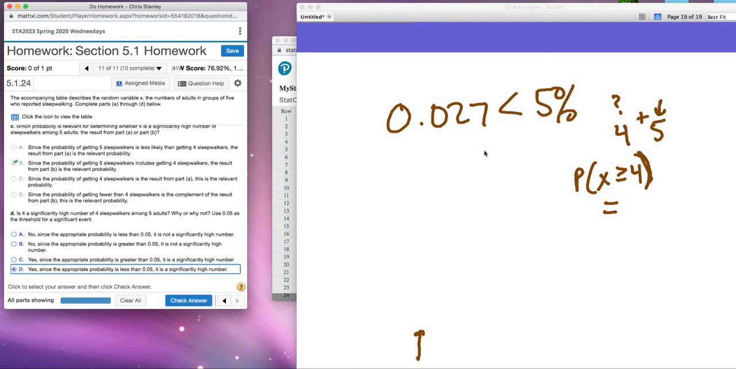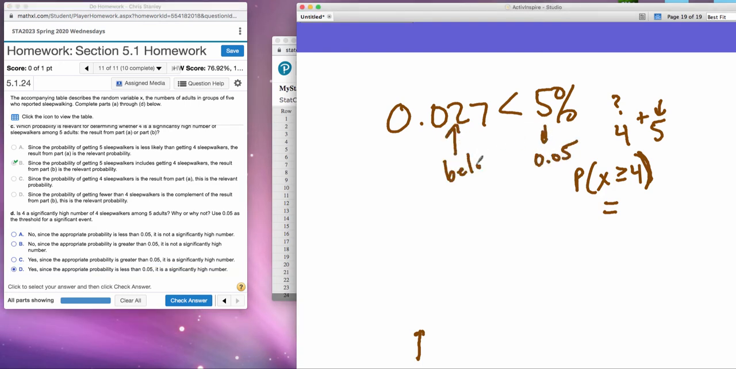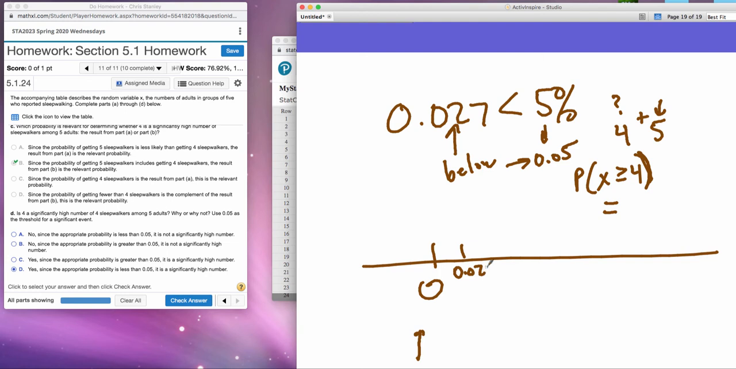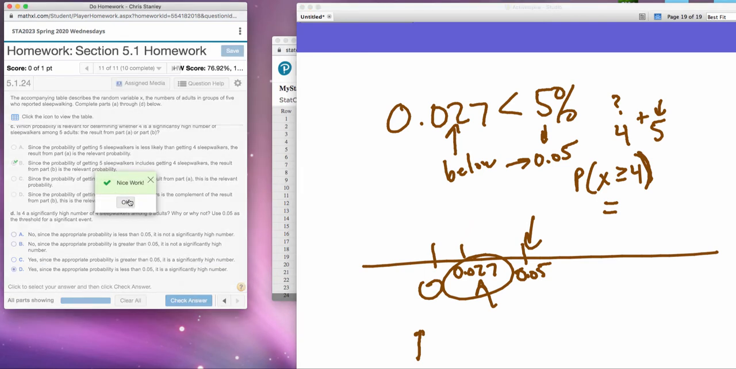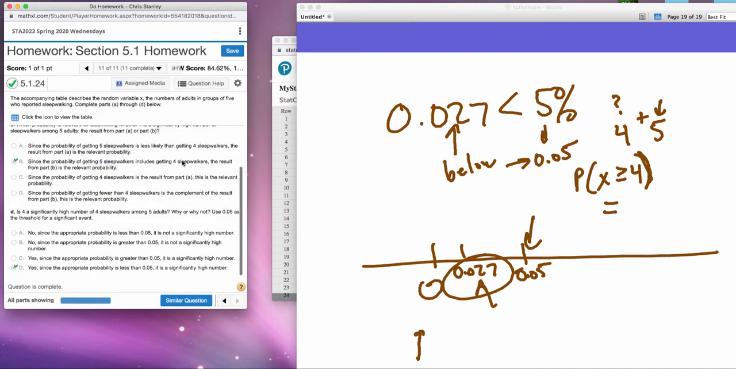This value is less than 5%. This number right here is 0.05. So like on a number line, if that's 0, this is 0.027, this is 0.05. So this is less because it comes before it. And if this value is less than that value, then we call the 4 being significant. You have to know that concept. Okay, good. Let's go down here.